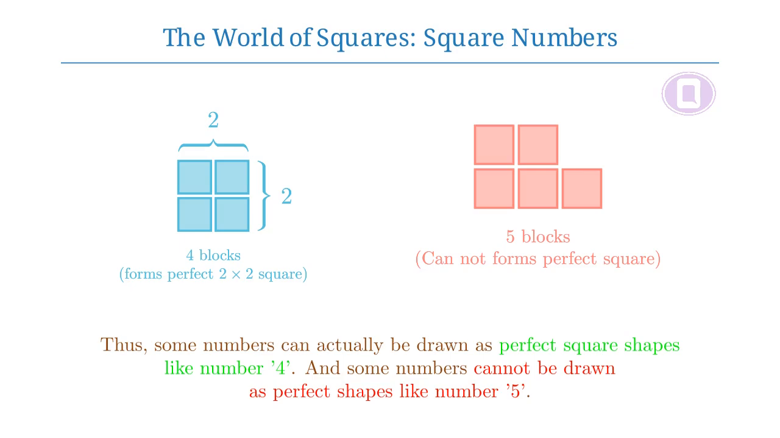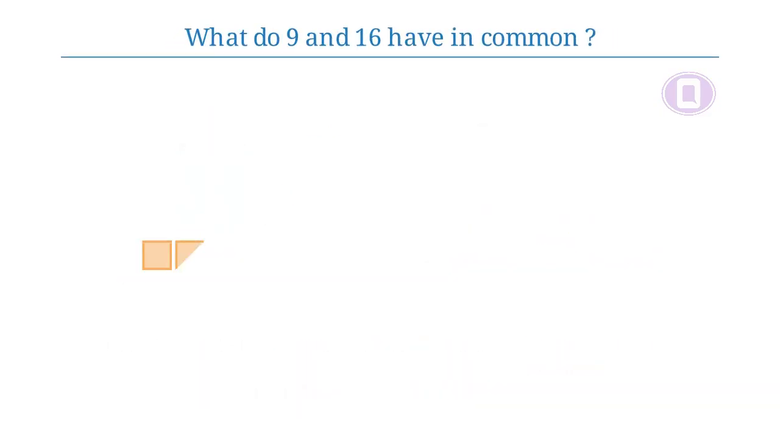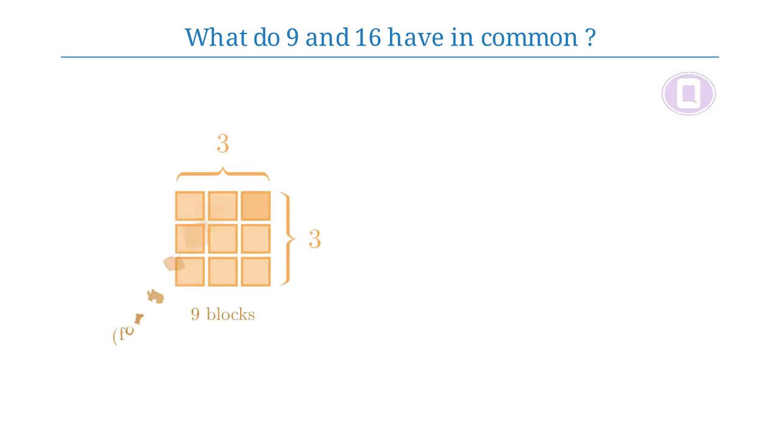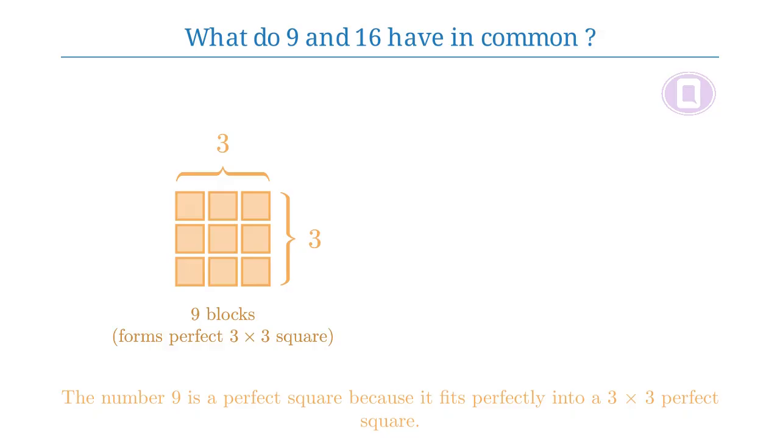Thus, some numbers can actually be drawn as perfect shapes like number 4, and some numbers cannot be drawn as perfect shapes like number 5. Now, let's observe something interesting about 9 and 16. Just like before, these 9 blocks can be rearranged to form a larger, perfect square. Essentially, the number 9 is a perfect square because it fits perfectly into a 3 by 3 perfect square.